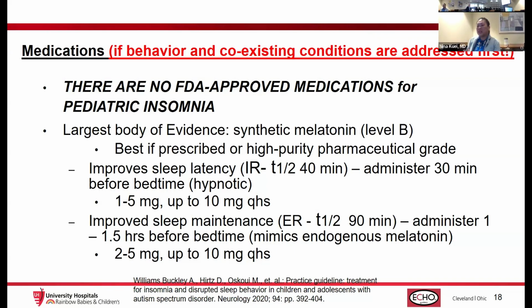Then there's improved sleep maintenance, and this is more so with the extended release or controlled release versions. And so half-life typically is around 90 minutes, depends on the formulation, but you typically administer this an hour and a half before bedtime. And the purpose of that is over 8 to 10 hours while you're sleeping, it's going to mimic the endogenous melatonin release and have that peak at nighttime. And that's what it's supposed to replicate. And so typically you start 2 to 5 milligrams up to 10 milligrams as well for this. And generally the guidelines say you start off with lower doses and then you can go up to higher doses as you need to.